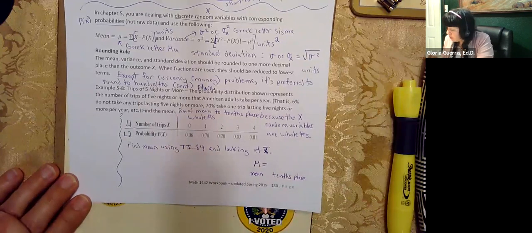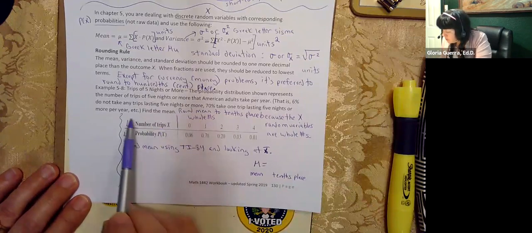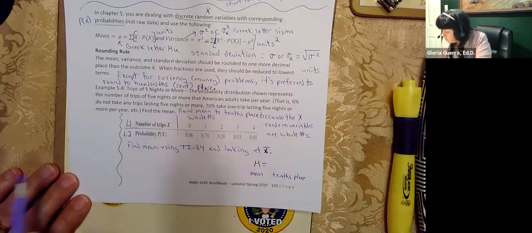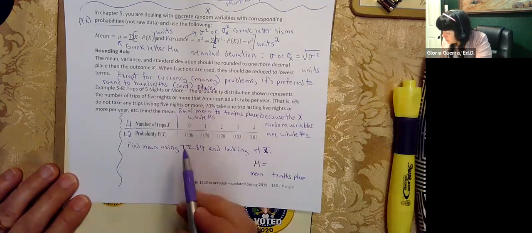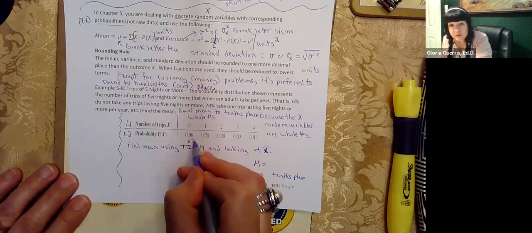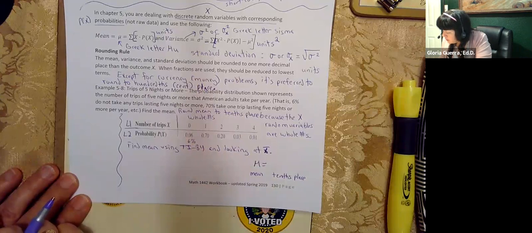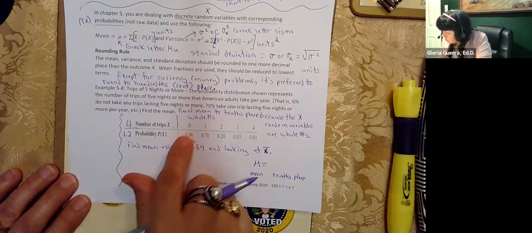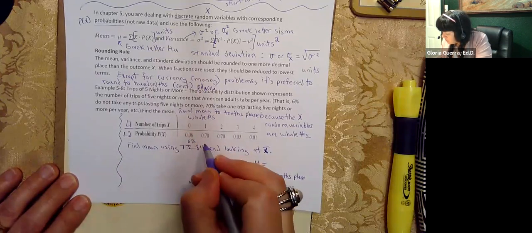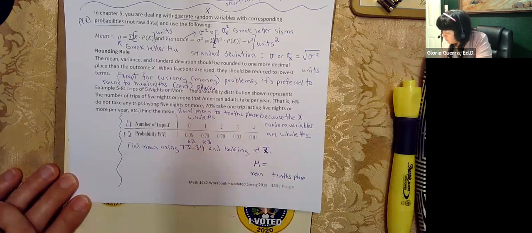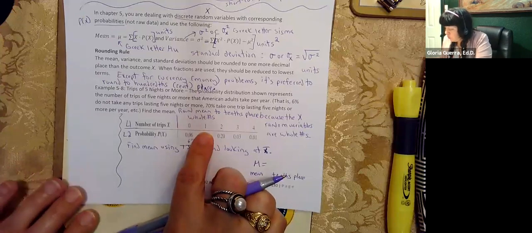This is saying that the probability distribution shown represents the number of trips of 5 nights or more that American adults take per year. That is that right here, 6%, this is your 6%. They change it to a decimal, 0.06. 6% do not take any trips lasting 5 nights or more. So you see it's a 0 there. 70%, so make it 0.7, take one trip where they last 5 nights or more.